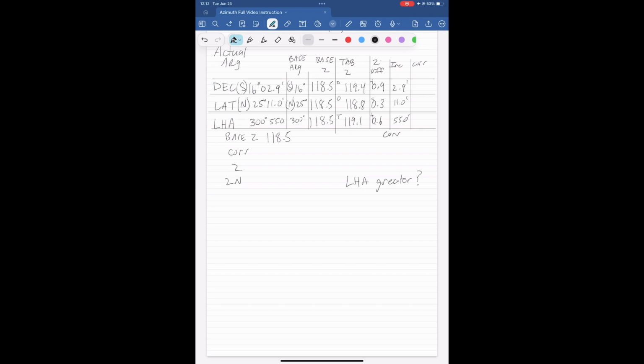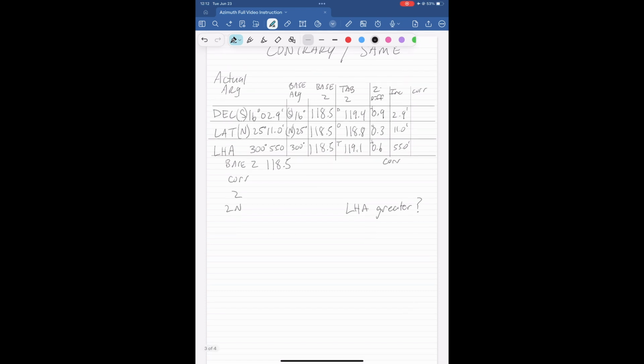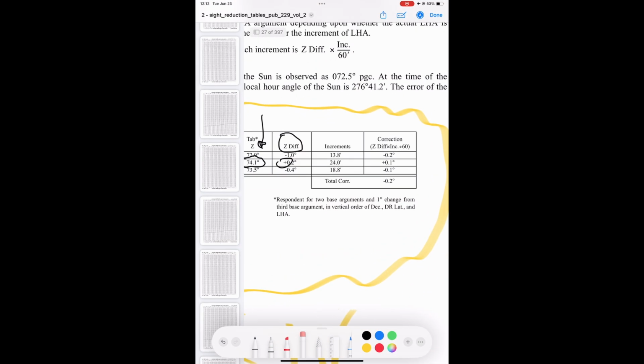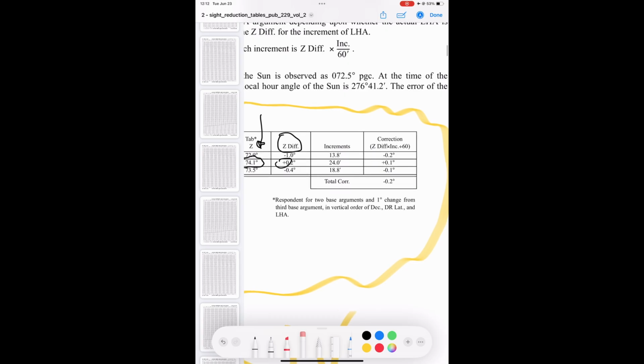So, Z diff times the increments divided by 60 equals the correction. How do we know that? From referencing our table, if we ever forget, okay? Right here. Times this divided by 60 equals correction. All right? Right there.